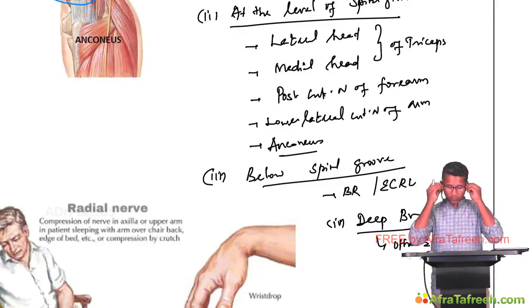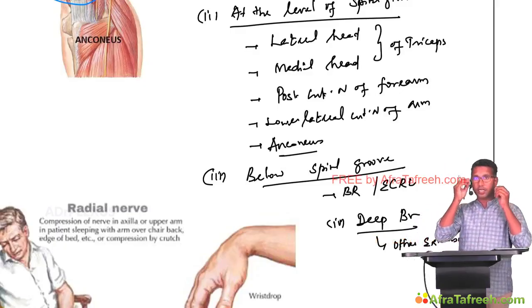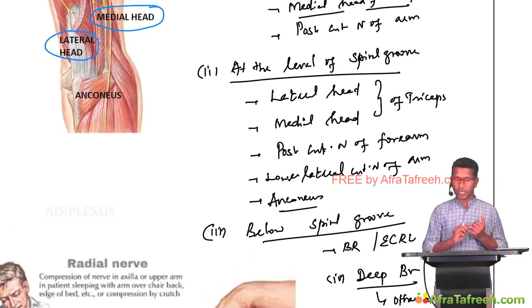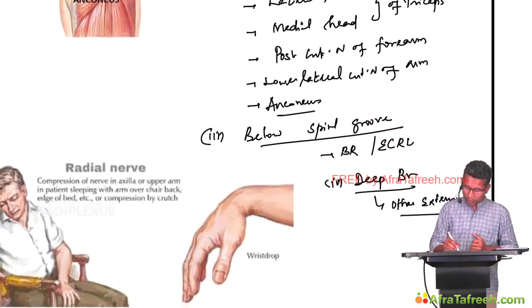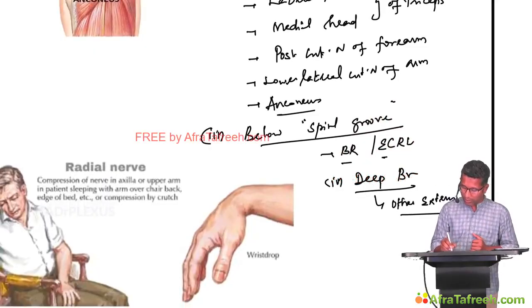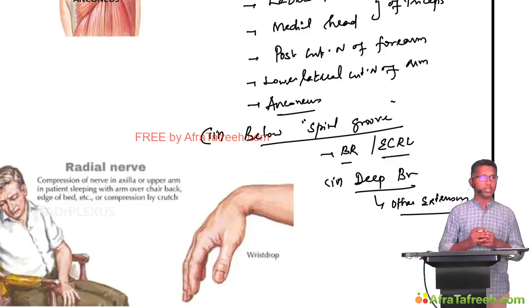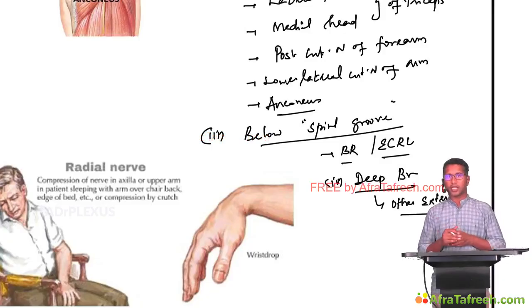Okay, so please remember here, when the nerve is running in the spiral groove and above the spiral groove, it supplies the triceps mainly. When it is running below the spiral groove, it supplies the brachioradialis and extensor carpi radialis longus. And when it becomes the deep branch, this deep branch supplies the other extensors of the wrist. Okay, I hope you are clear with this.